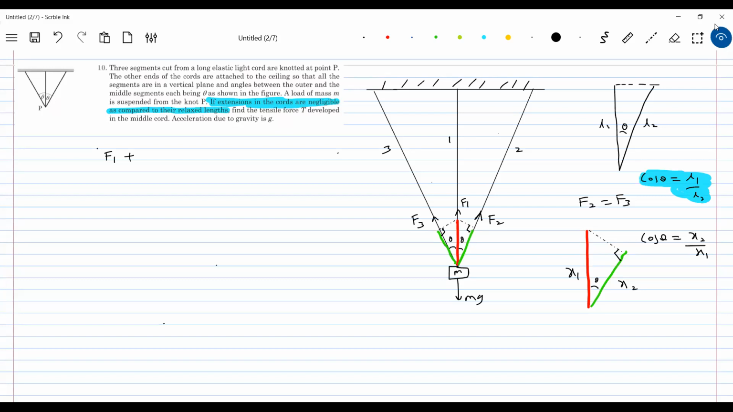The initial lengths of the cords are different. So though they're made up of the same material, because of the different lengths they will have different spring constants. And the spring force is proportional to what? The elongation. So based on that, we are assuming that the elongations must be different here. So I'm just projecting it, that one.